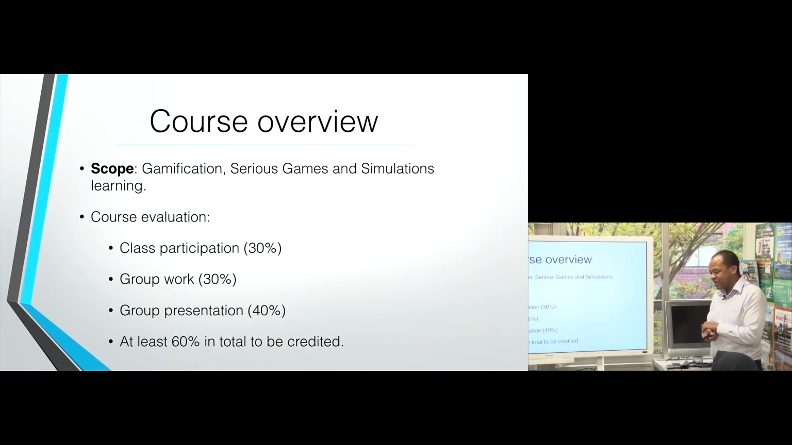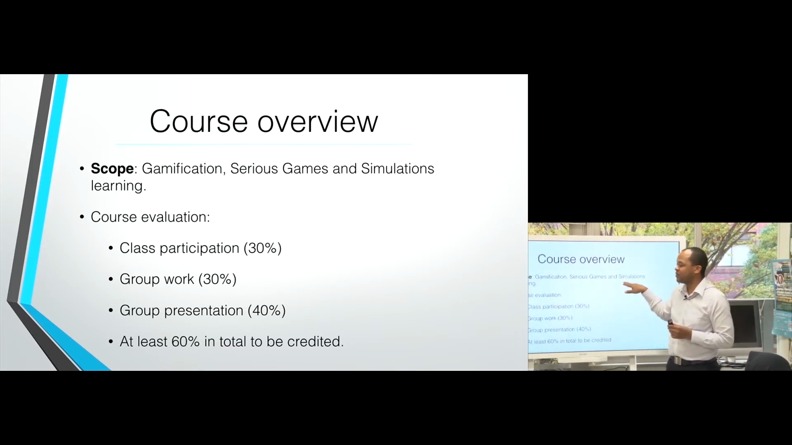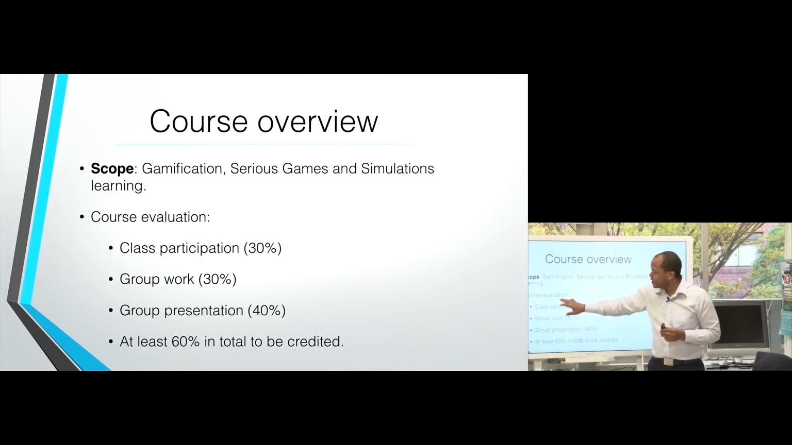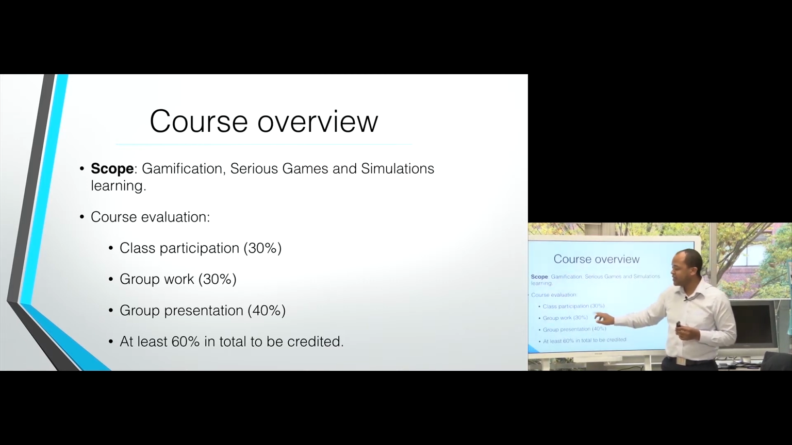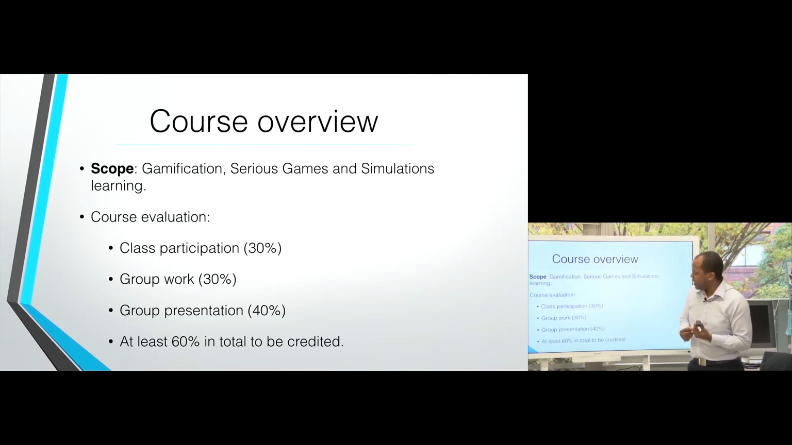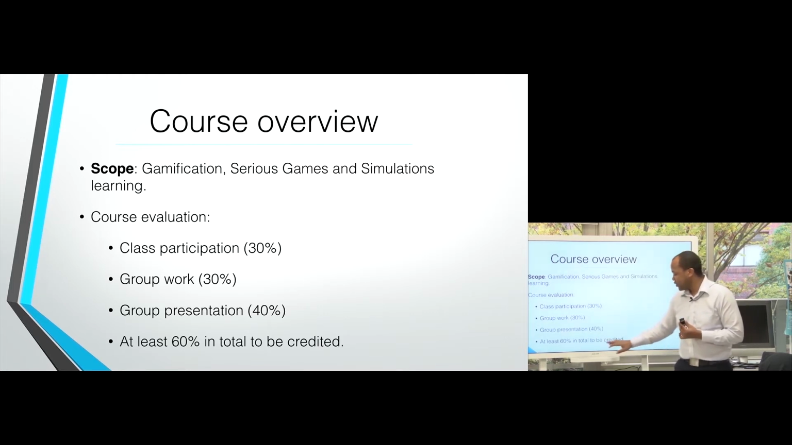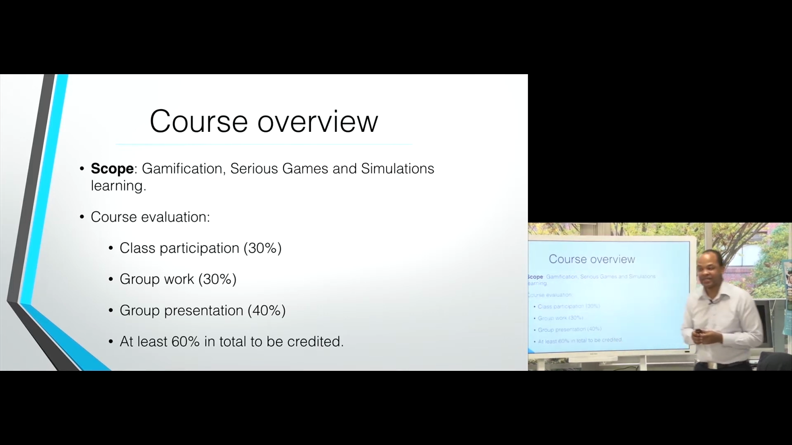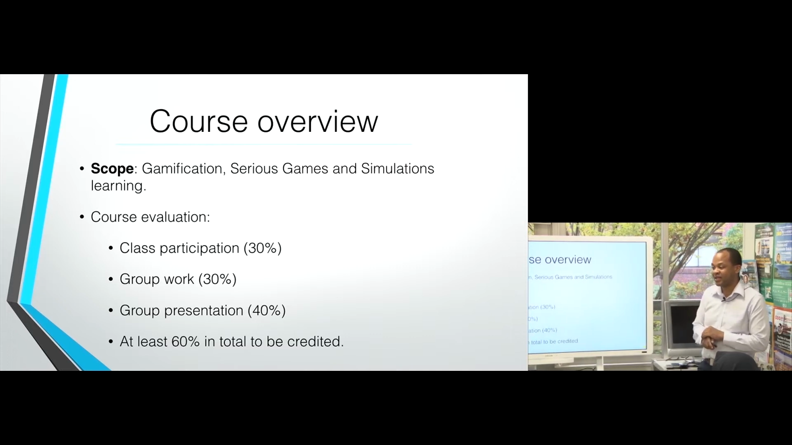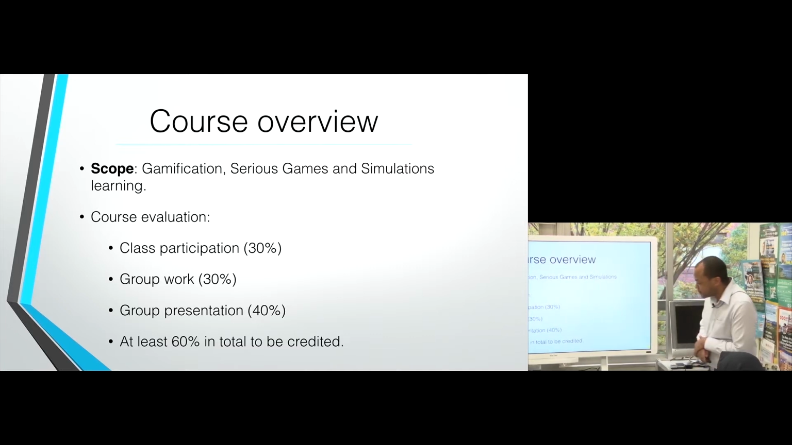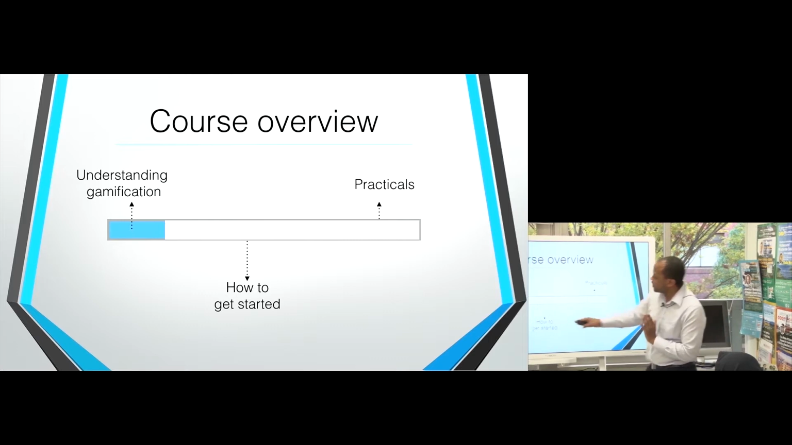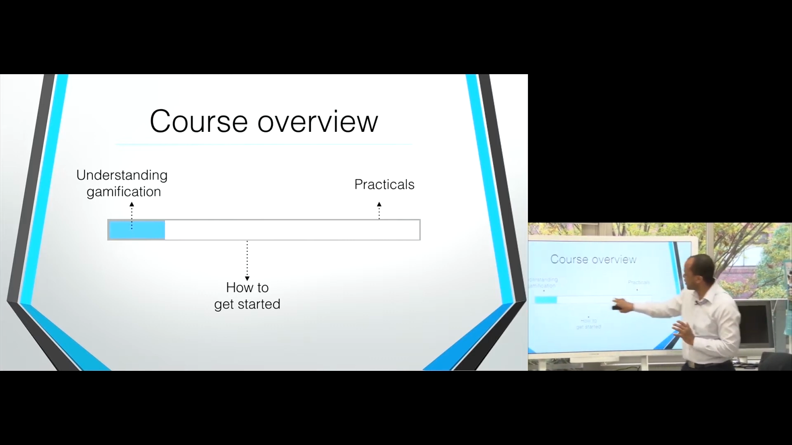And then the scope, the general overview of this class, will be gamification, serious games, and simulation learning. And then the evaluation, 30% will be participation, group work, group discussions, and you will need at least 60% in total to be credited in this class. So today we start on this part. So we're going to progress throughout this progression line.